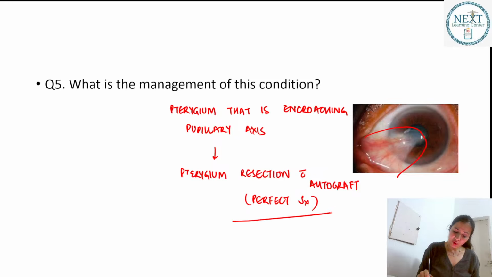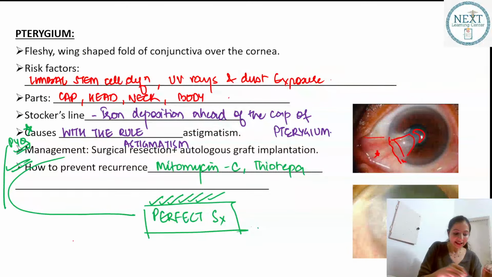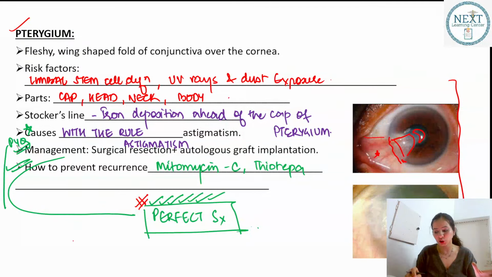Again, this question was predicted and this has been asked repeatedly in your exams. This was a very important topic taught to you multiple times, and this is what you have been taught in the Maha Revision also. So the PERFECT surgery has already been taught to you.